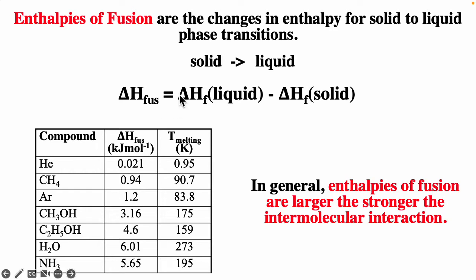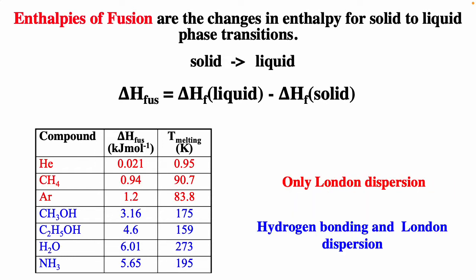If we look at the table of these, again, the stronger the intermolecular forces, the larger the enthalpy of fusion and the higher the melting point. Again, the top three are just London dispersion. The bottom four are hydrogen bonding. And so the bottom four have higher enthalpies of fusion and higher melting points.